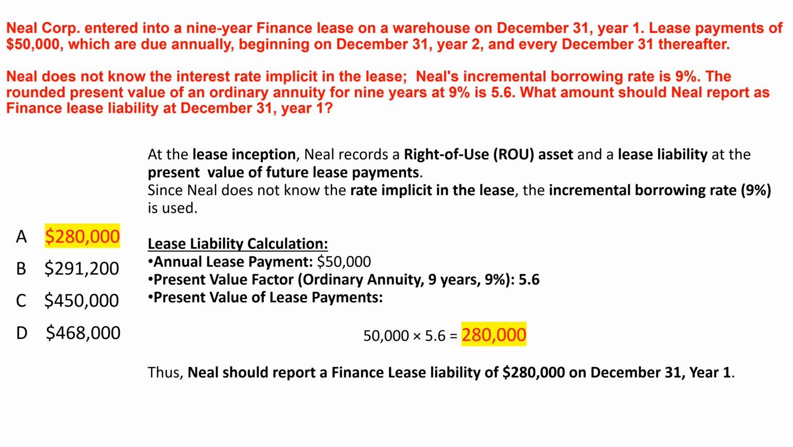The correct answer is A. At the lease inception, Neil records a right-of-use asset and a lease liability at the present value of future lease payments. Since Neil does not know the rate implicit in the lease, the incremental borrowing rate is used. Since the first lease payment is due 1 year later, we use the ordinary annuity formula to calculate the lease liability. Multiplying the annual payment of $50,000 by the present value factor of 5.6, we arrive at $280,000, which is recorded as the finance lease liability on December 31st, year 1.